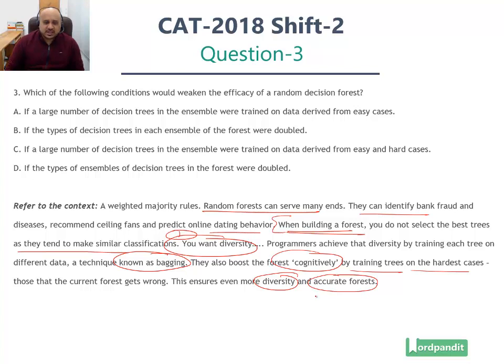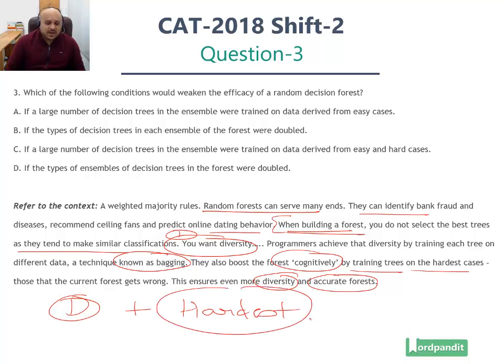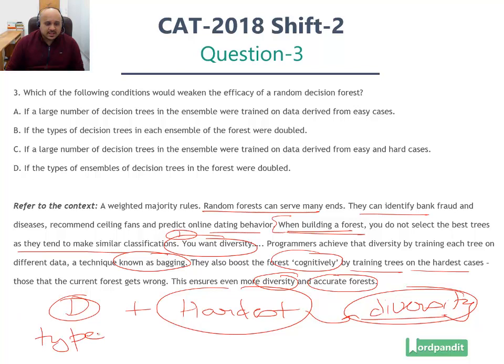So a couple of things that you've got to keep in mind: they want diversity in these forests. That's thing number one. And second, you train them on the hardest cases. That's important as well. By training trees on the hardest cases, what do you ensure? You ensure diversity, this time diversity in decision making. So one, you want different types of trees, and then you want diversity in decision making as well.